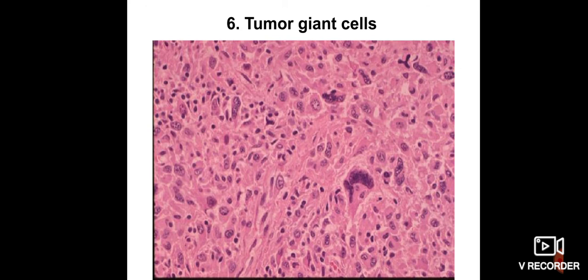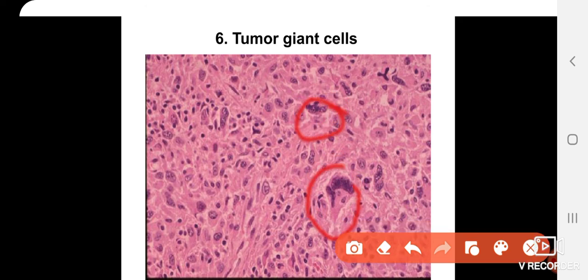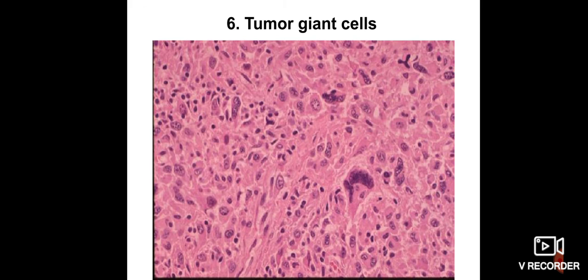Then we have tumor giant cells, which can be seen in any high grade tumor. These are the tumor giant cells. We can see very large bizarre cells with multiple nuclei or multilobated nuclei. It's characteristic for giant cells. So this is all about the giant cells, and this is all about the cell identification. Thank you.